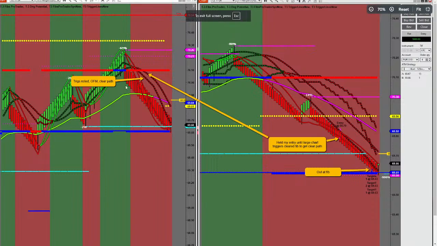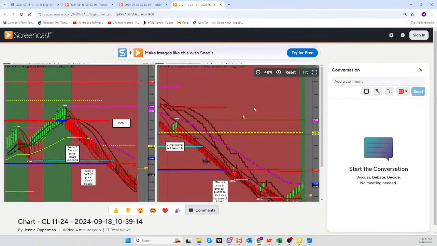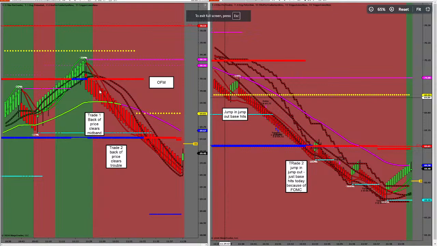All right, Pete, triggers roll, odds favorable, quick little jump in, jump out at problem. Nice trade, Pete. Momentum and path. Absolutely beautiful. Momentum, clear path, jump in, jump out.